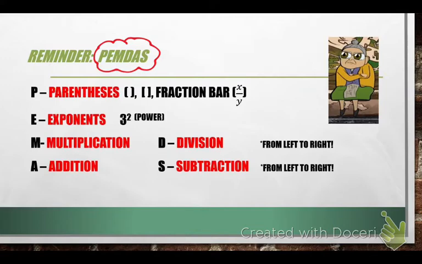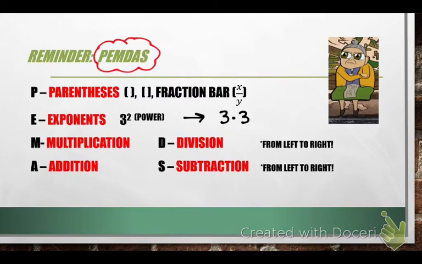E, exponents. Remind me again, guys, what does 3 squared mean? 3 times 3, okay? What does 5 squared mean? 5 times 5. What does 10 squared mean? 10 times 10. What do you think negative 3 squared means? Negative 3 times negative 3, you're right, because it would be multiplying by itself.